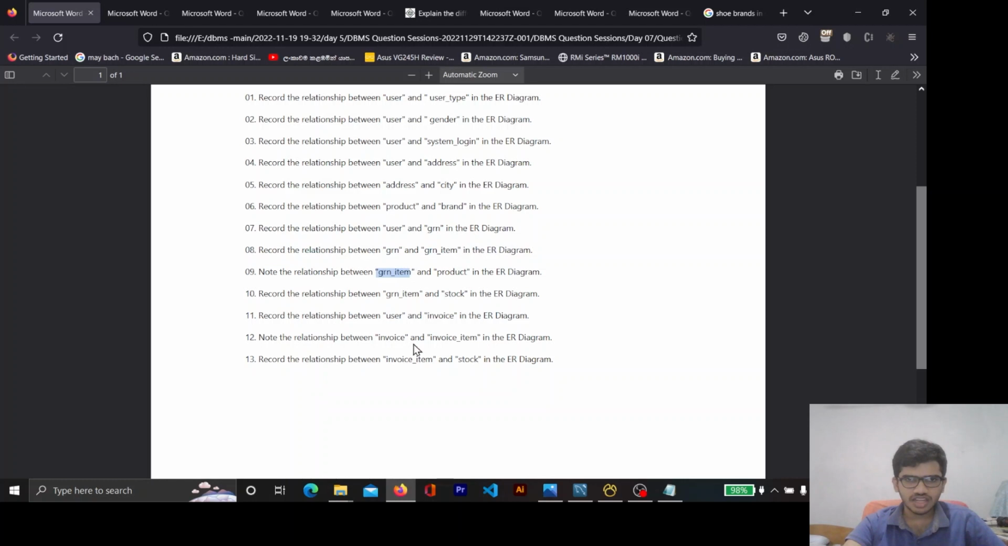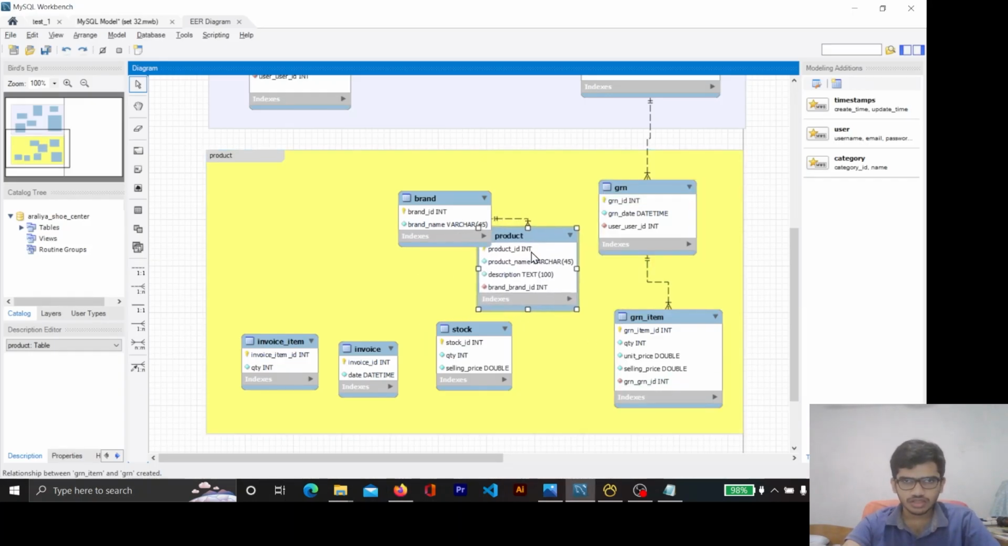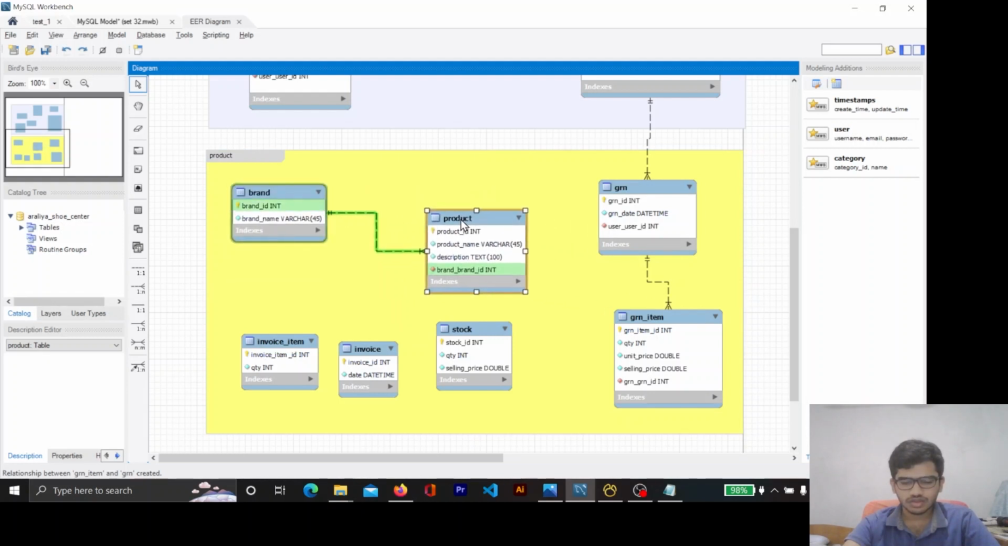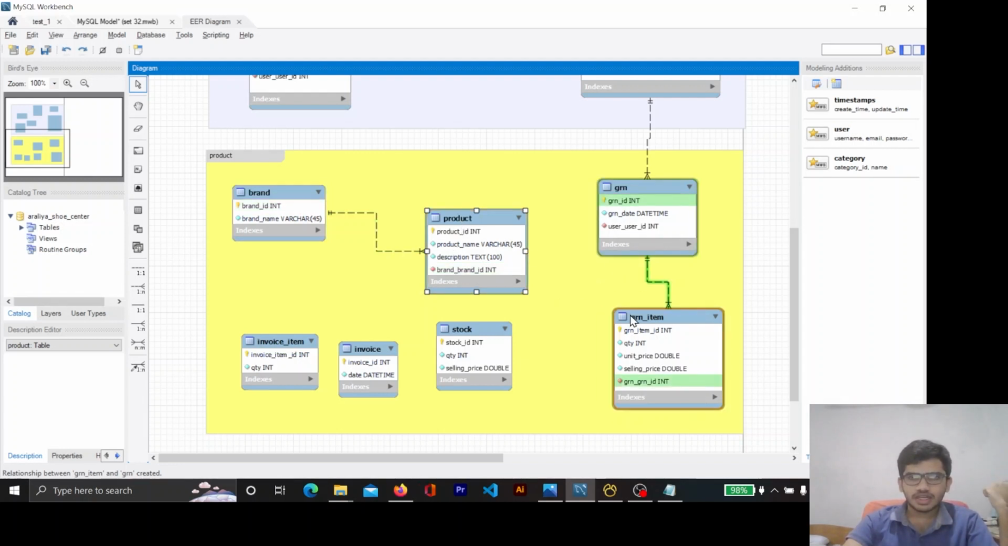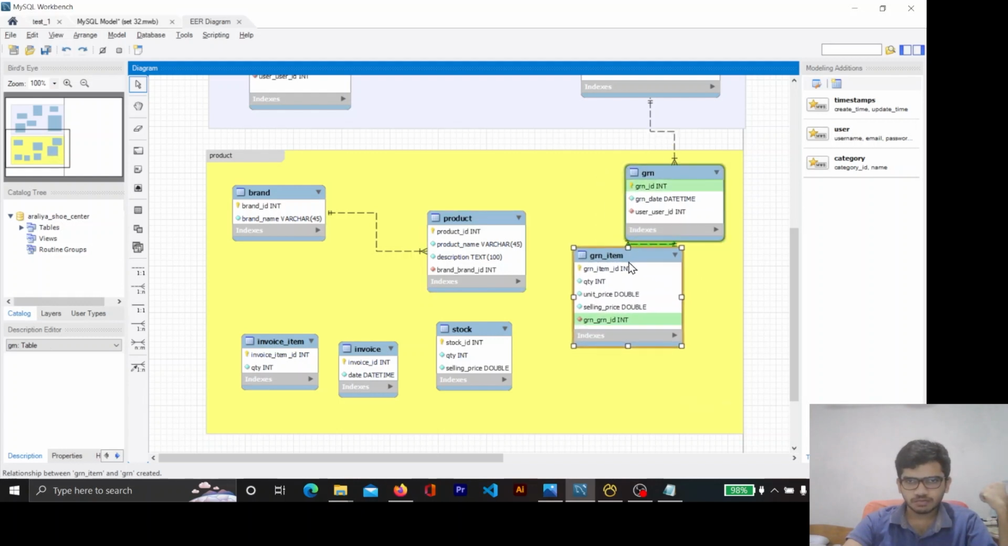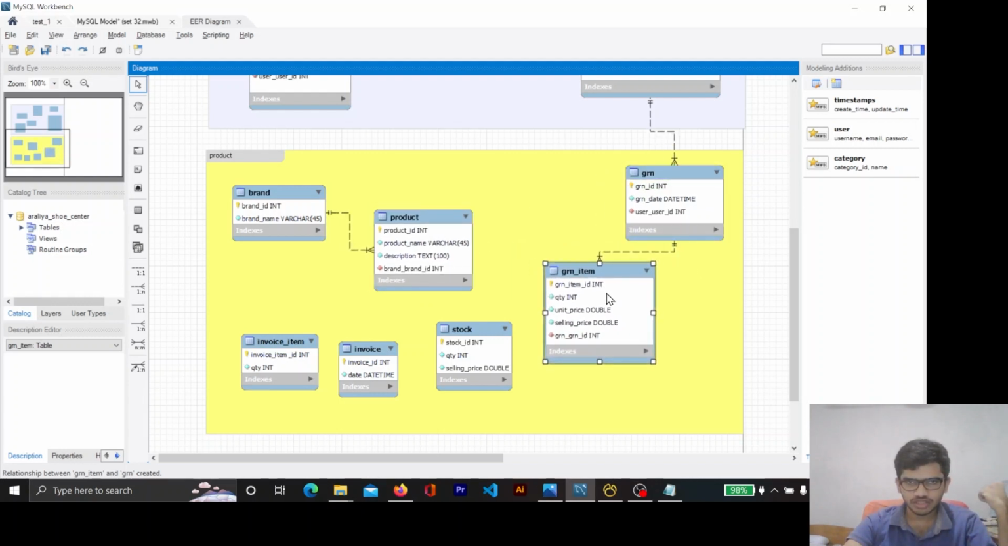So the 9th question suggests that you have to create a relationship between GRN item and the product table. So to do that, the product table, okay, let me think for a second here. The product table can have many GRN items, and one GRN item could be included in only one product.